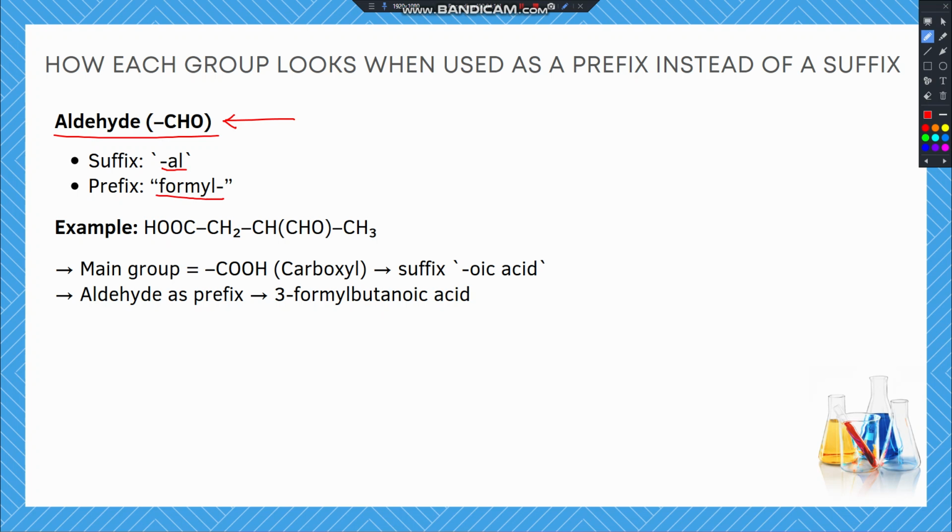Now, here is an example on the screen right now. We have COOH, and then it is bonded to CH2, bonded to CH, which now carries a functional group. And then it is bonded to CH3. This structure that I just drew here is the same thing as this one. I just chose to be more illustrative so you can see each atom in the compound.